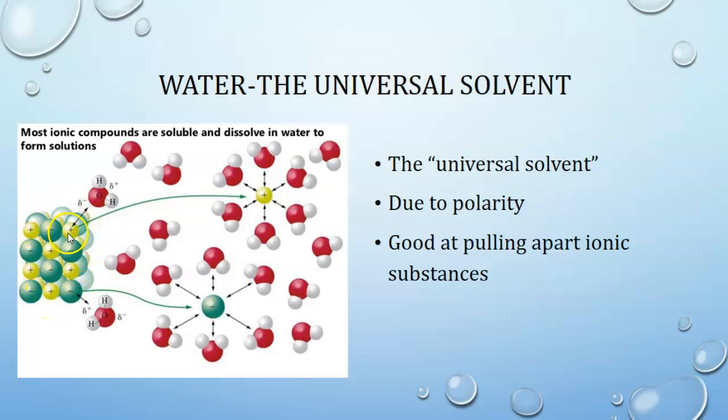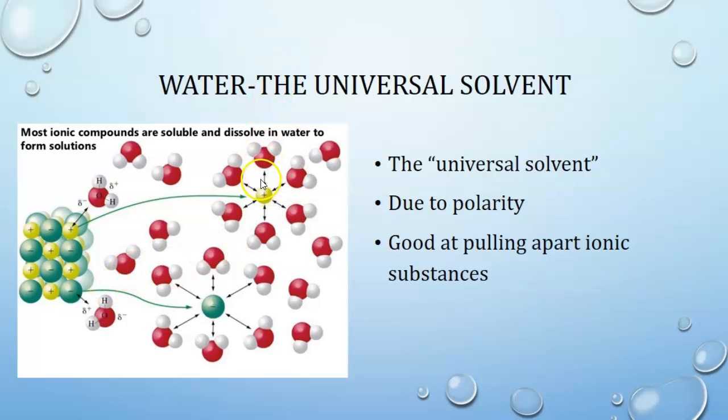So you have the positive sodium ions, which are yellow, and the negative chloride ions, which are green. So you have a water molecule, and the negative end is red, and the positive end is white. So the negative oxygen can pull that positive sodium out of the crystal, and the positive hydrogens can pull that negative chloride out of the crystal. There's that force of attraction.